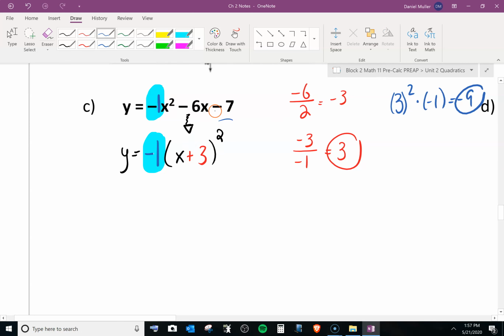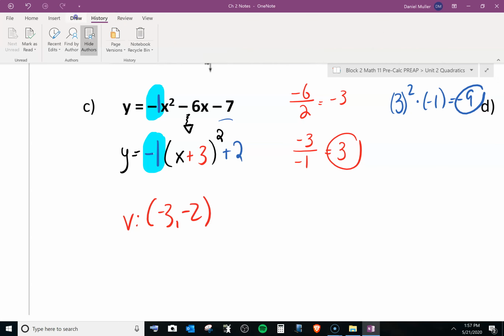So I'm at -9. What does it take to get to -7? On a number line, here's -9. Here's -7. What does it take to get there? I need to add 2. 1, 2. That's a lot of talking there. So my vertex is -3 and -2.